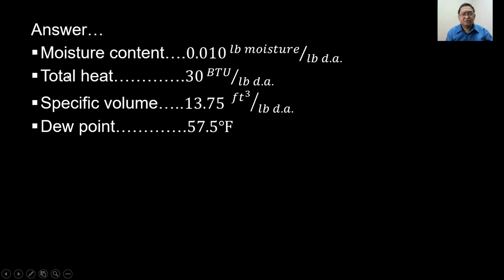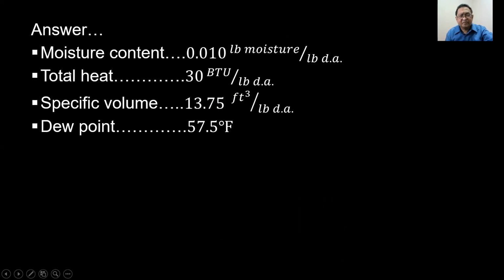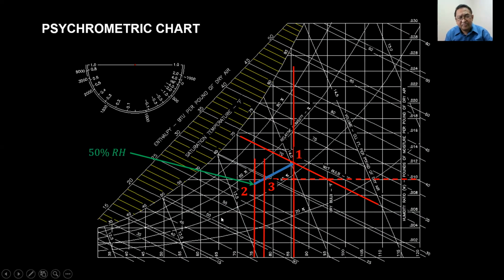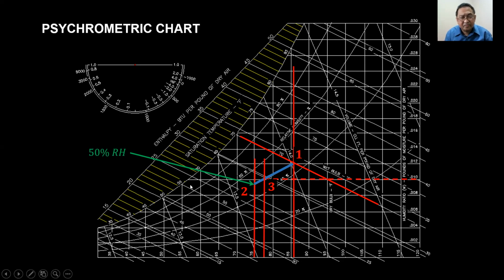So here, the moisture content was 0.010. The total heat is 30 BTU per pound of dry air. And the specific volume is between 13.5 and 14, so it's about 13.75. And you have your dew point here, and the dew point will be 57.5 degrees Fahrenheit. This one here, 57.5.